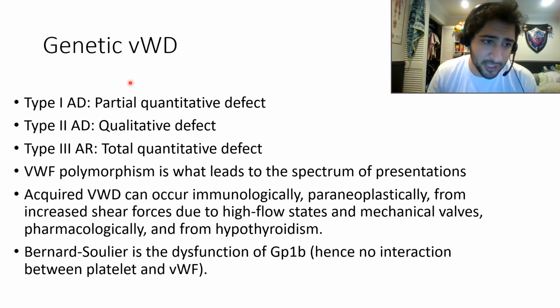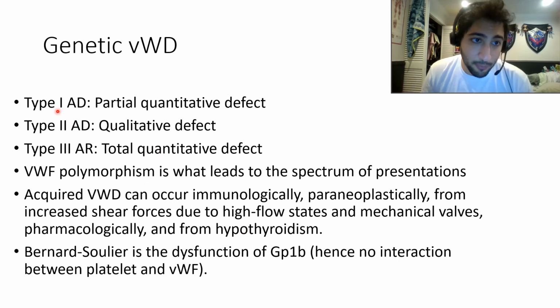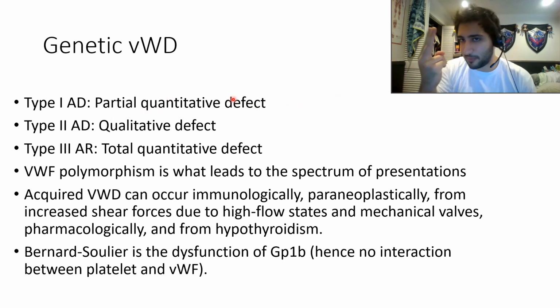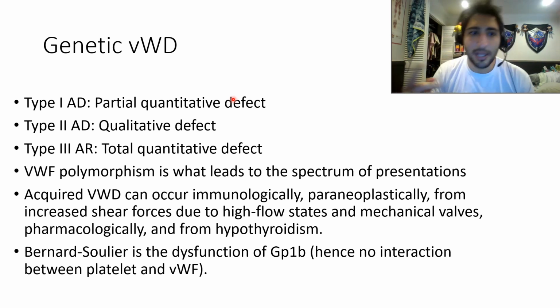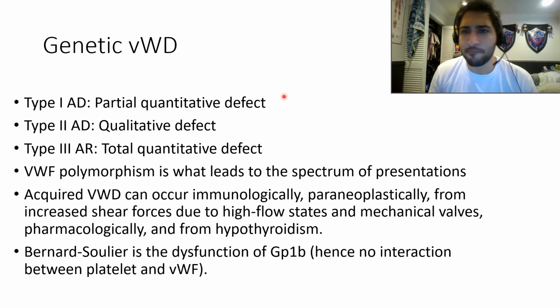So there's three kinds of genetic von Willebrand disease, although I do want to emphasize it's more of a spectrum because there's so much polymorphism. In other words, there are so many different alleles in this gene that there's a wide spectrum of presentations. So type 1 is an autosomal dominant partial quantitative defect. You have two genes that code for proteins, and one of them might not be working as well. So you get this autosomal dominant partial defect in the quantity. You may or may not actually exhibit the disease.